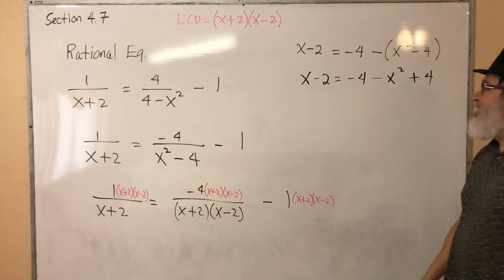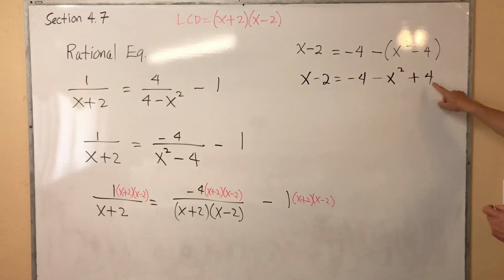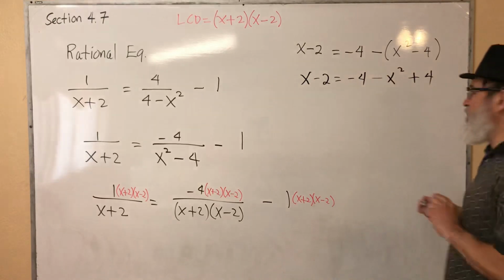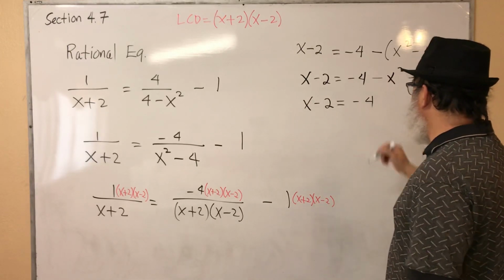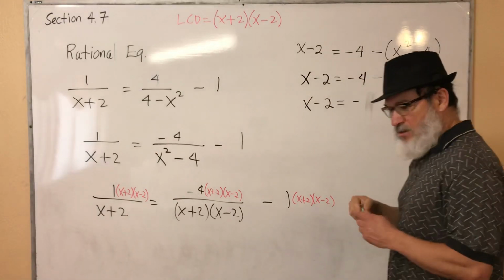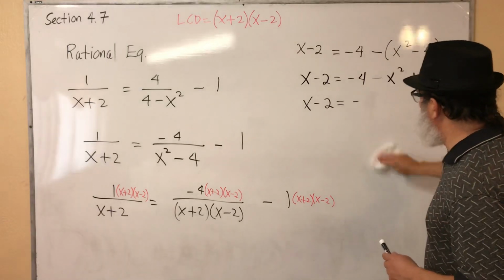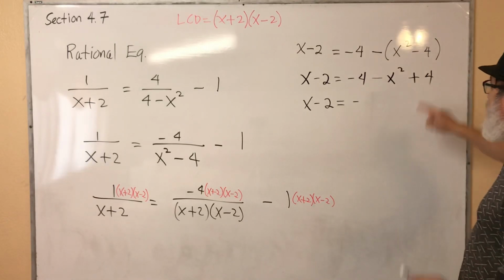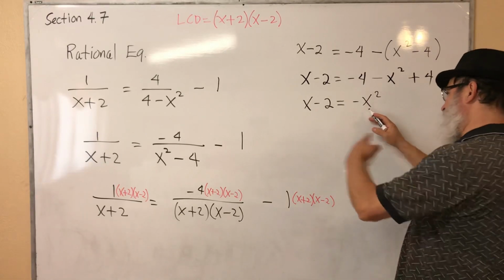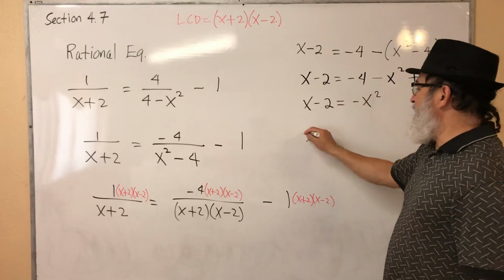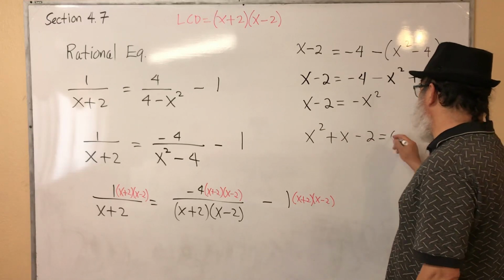Now, set equal to 0 and combine like terms. This negative 4 cancels this positive 4. Okay? So we get this, look. We get x minus 2 equals negative 4. Actually, negative x squared. That's it. This negative 4 cancels this 4. So we get negative x squared. I'm going to bring this negative x squared to my left. Bring it to the left, and we get x squared plus the x minus 2 equals to 0.